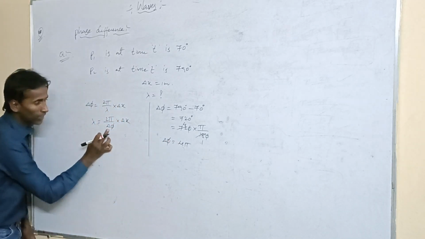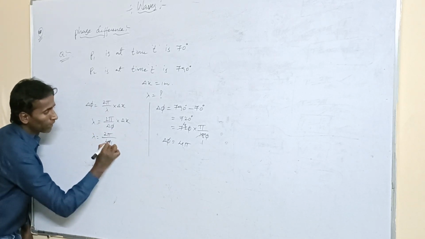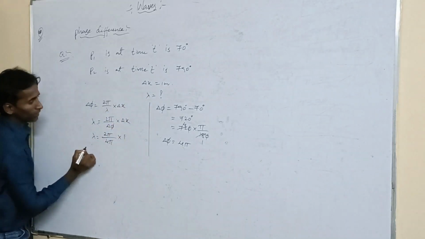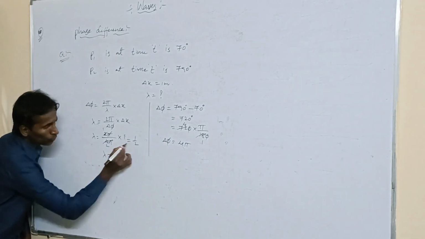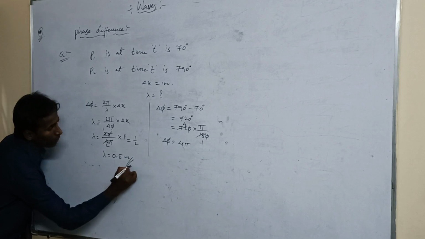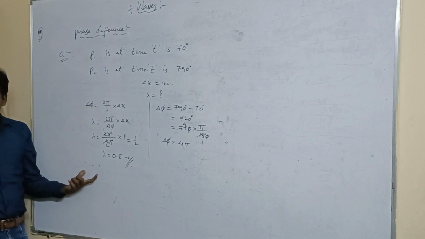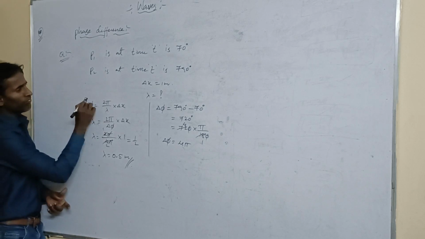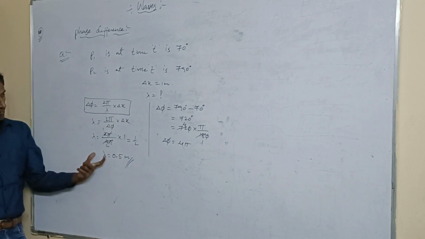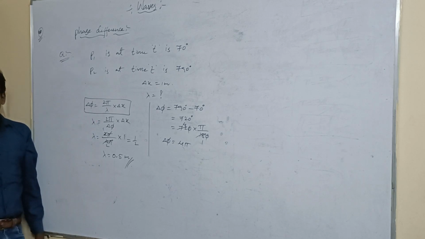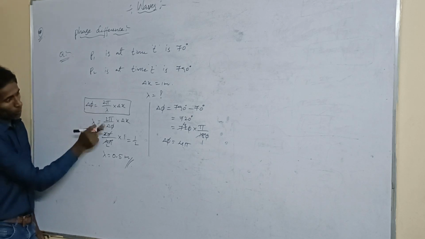This value we have to substitute here. Then λ = 2π/Δφ, where Δφ is 4π, into Δx, which is 1 meter. π cancels. 2 ones are 2, 2 twos are 4, so 1 by 2. Then λ = 1/2, which is 0.5 meter. Do you understand this? This is the main formula: the phase difference formula. Before the problem, I told you that formula. Just exchange the places of Δφ and λ: λ = 2π/Δφ.